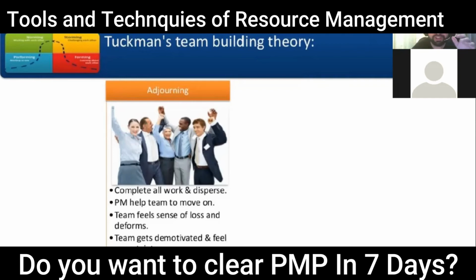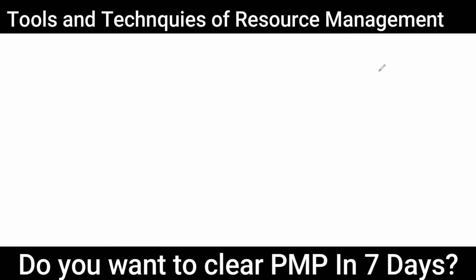Teams get demotivated. When a team gets demotivated, there is a chance the performance goes down and the team feels uncertain about this. So this is all about Tuckman's team building theory. Conflict is natural in teams. Conflict happens whenever a team occurs. So whenever you are handling team management, always understand how to handle the conflict.